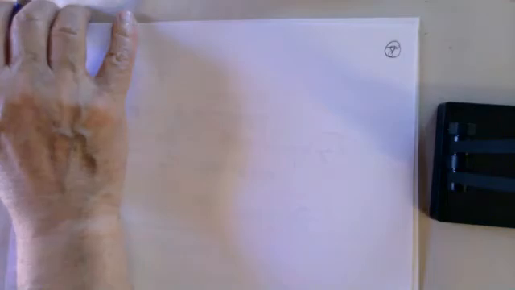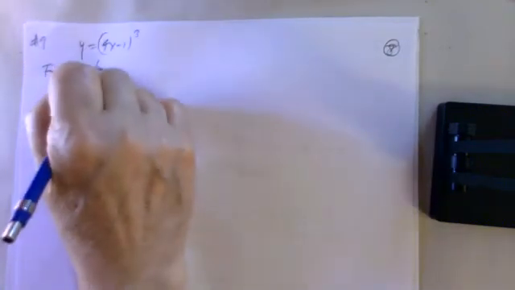Here's a homework problem for next week. This is number 9 at the end of the section. y is equal to (4x minus 1) cubed. Find dy/dx. So work it out and tell me what you get.